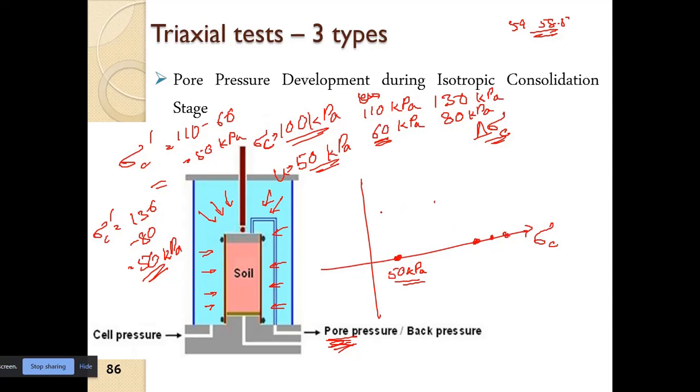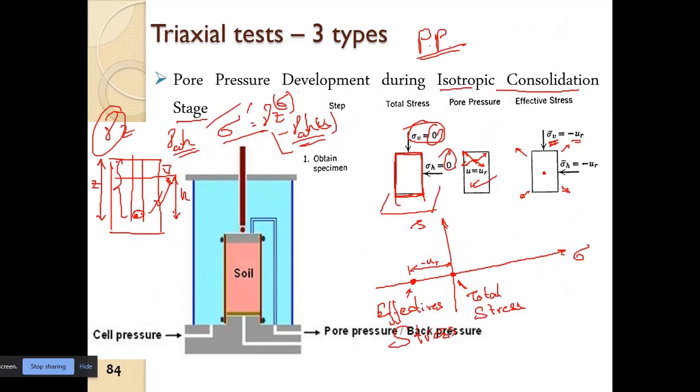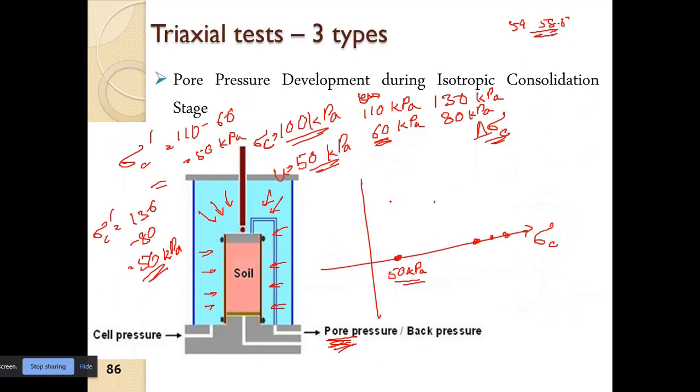So what we can say is that the sample, when it was extracted from the in situ site, was consolidated to an effective stress of 50 kPa, and therefore that amount of consolidation is actually stored in the soil.